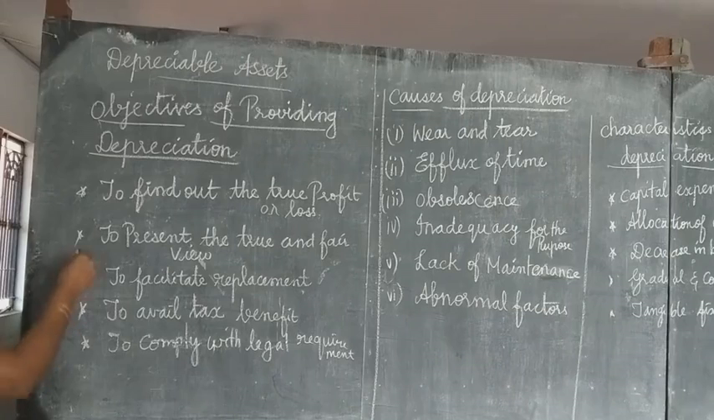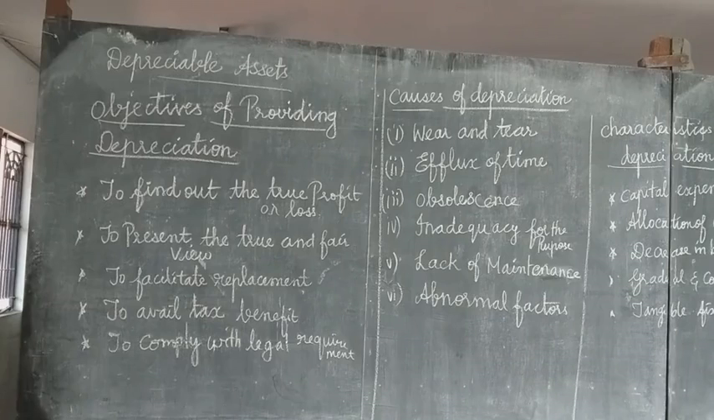So now let us move on to the objectives of providing depreciation. Why we are providing depreciation? To find out the true profit or loss. Already let us recall what depreciation means. It is the process of allocation of the relevant cost of fixed assets over its useful life. This is known as depreciation, isn't it? Already we have seen. So it is the allocation of cost against the benefit derived from the fixed assets during an accounting period. So first objective is to find out the true profit or loss.